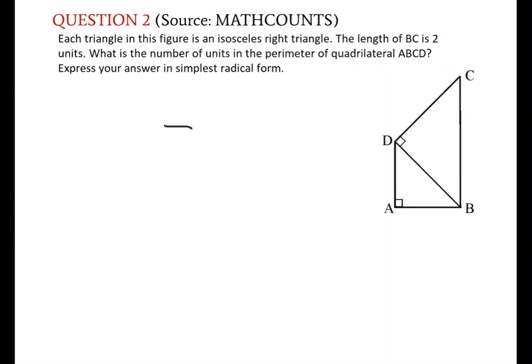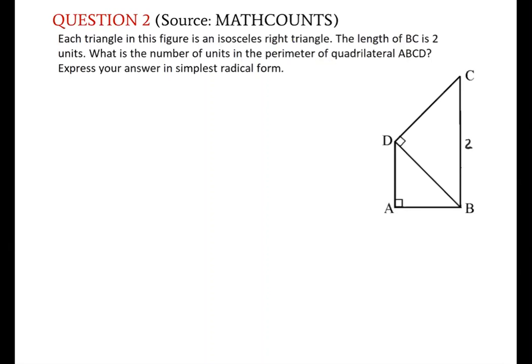Question 2, we want to find the perimeter of the quadrilateral, and we know that BC is 2, and we also know that both of the triangles are isosceles right triangles, so that means that the 2 base sides will be equal in length.